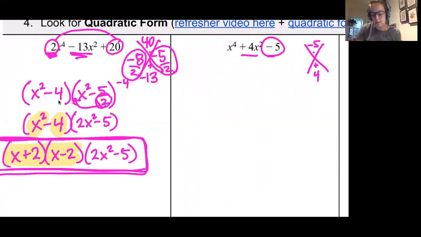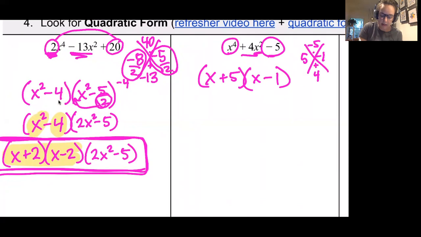So negative 5, all it is is 5 and 1. And I need to get positive 4, so I'm going to subtract 1. So 5 minus 1 would be 4. So I would have here x plus 5, x minus 1. That would be like normal factoring, X factoring. But since it's x to the 4th and x squared here, we want squareds there, right? That if we multiply them back together, we get x to the 4th.